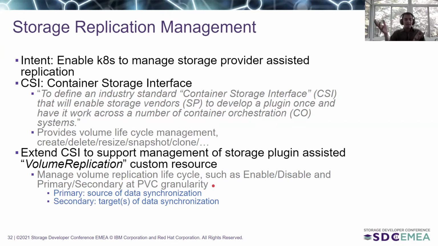It'll have various lifecycle operations like enable, disable, mark something primary, mark the peer cluster secondary, where primary means it's the source of data synchronization and secondary means it's the target of data synchronization. Typically, it'll be primary on the cluster where the app is running and secondary everywhere else.